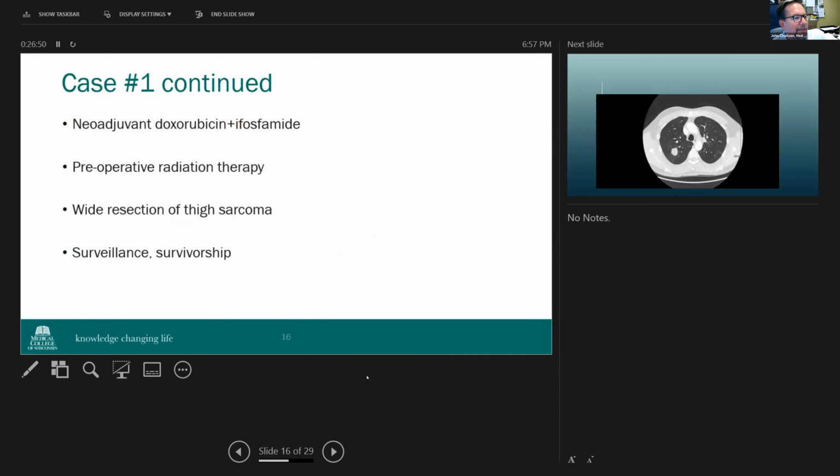So back to our case, the patient did get neoadjuvant chemotherapy. They got preoperative radiation therapy. They had surgery. It all went really well. Now we shift gears into the surveillance and survivorship phase. Surveillance being scans, at our institution every 4 months for the first couple of years, and then we space them out after that, scanning the lungs with a CT to look for metastatic disease, and scanning the primary tumor site.